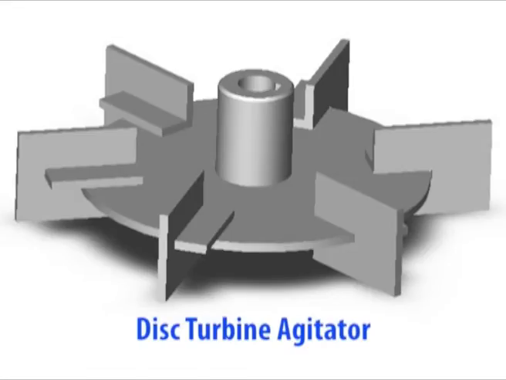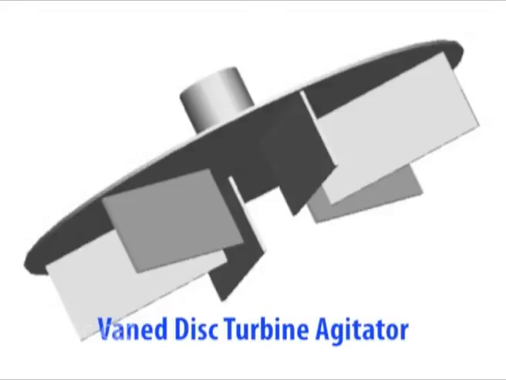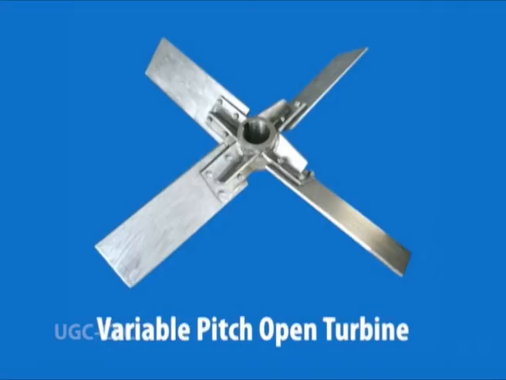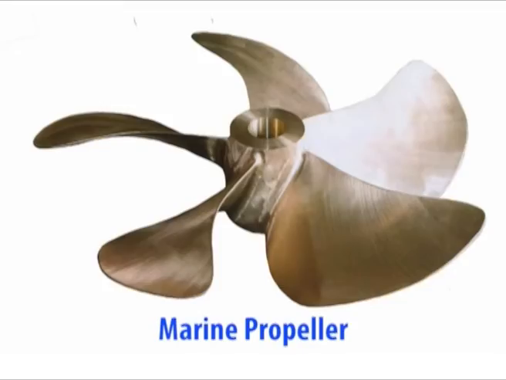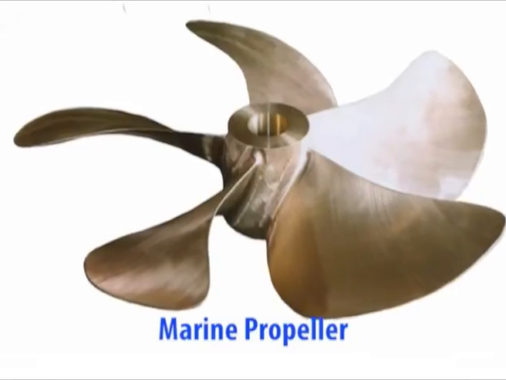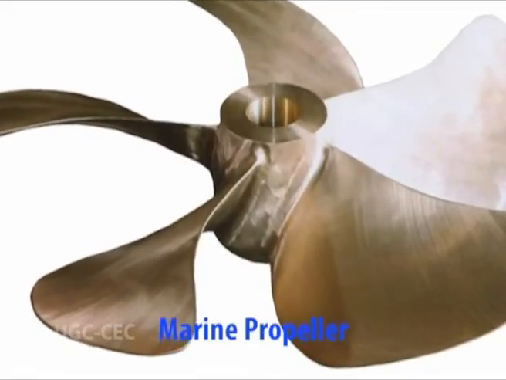Disc turbine consists of a disc with a series of rectangular vanes set in a vertical plane around its periphery. The vane disc turbine has a series of rectangular vanes attached vertically to the underside of the disc. In case of variable pitch open turbine, the vanes are attached directly to a boss on the agitator shaft. The marine propeller is similar to variable pitch open turbine, except that it has blades in the place of vanes.